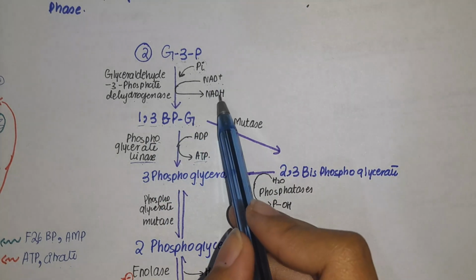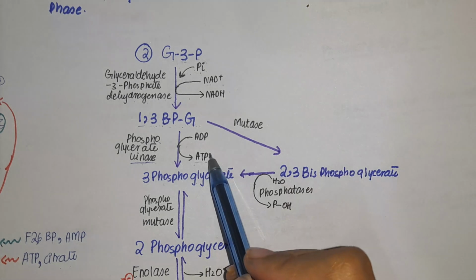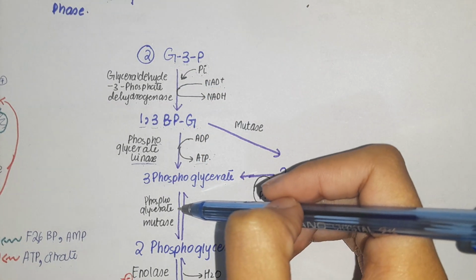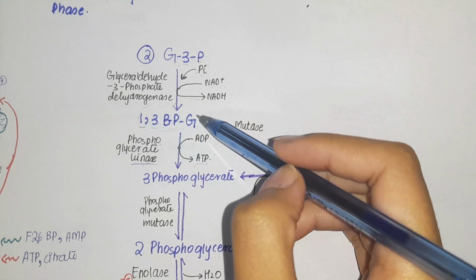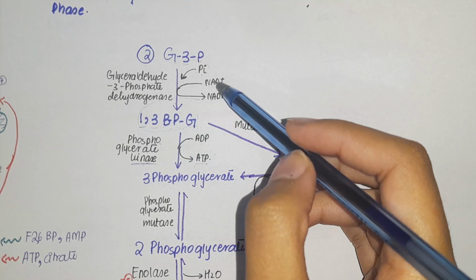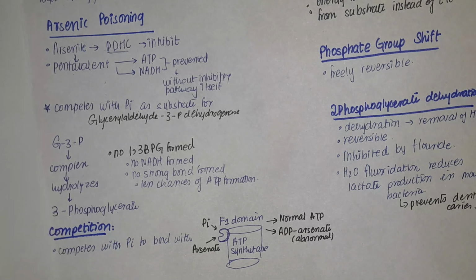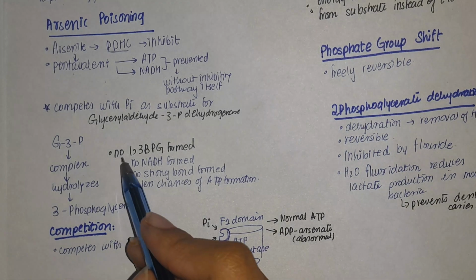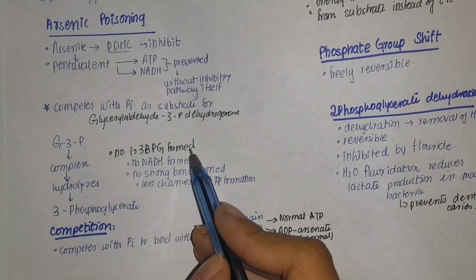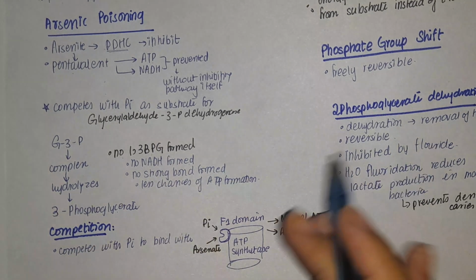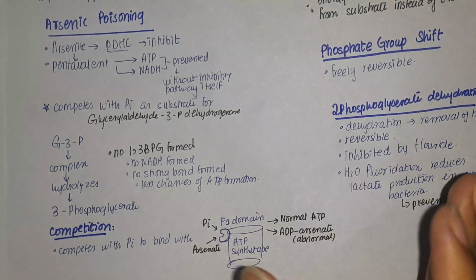When it is not formed, no NADH is generated, no ATP is generated. So the pathway is not itself inhibited, the pathway goes on, but one step is skipped, and this step is a major one because it can produce NADH and ATP. So arsenate is so bad in this sense. No 1,3-bisphosphoglycerate is formed, no NADH formed, and no ATP formed. So this is how it takes place.